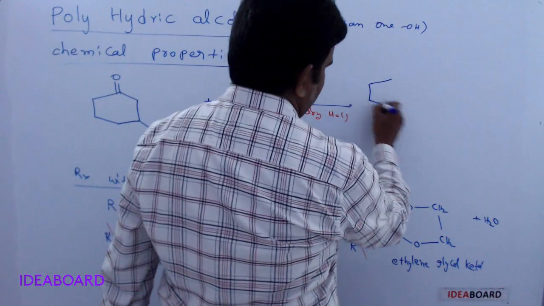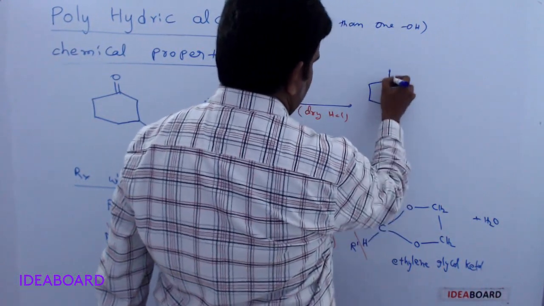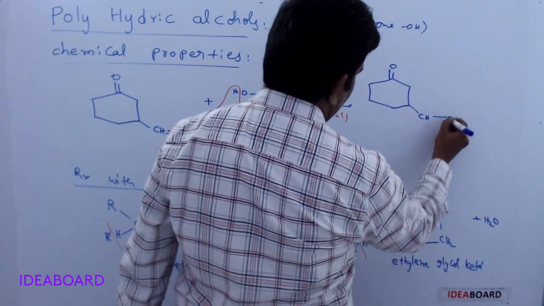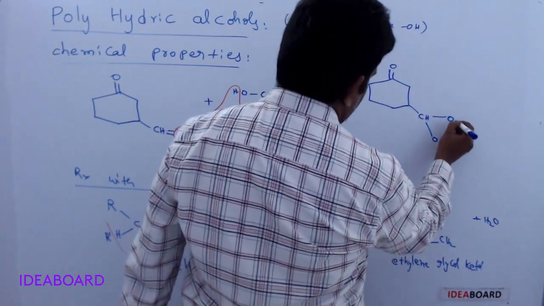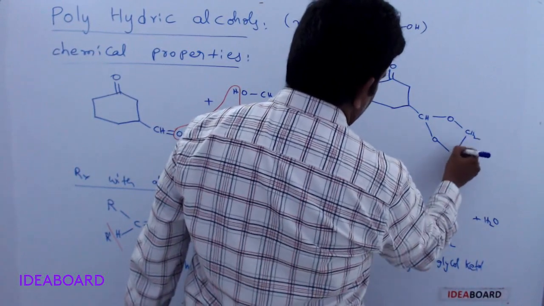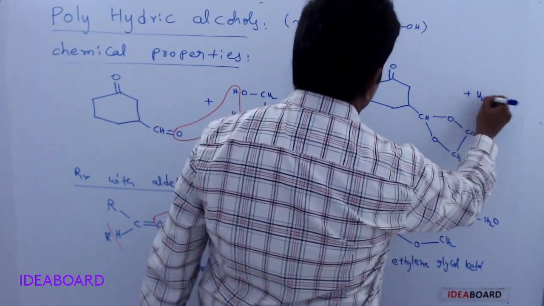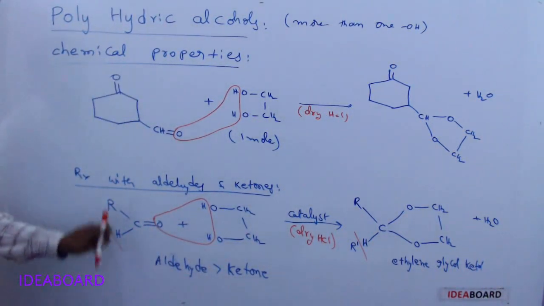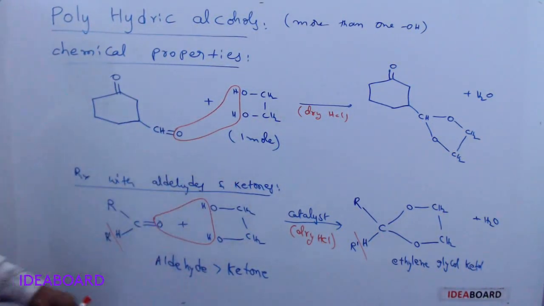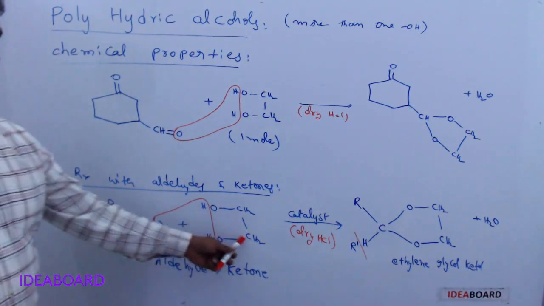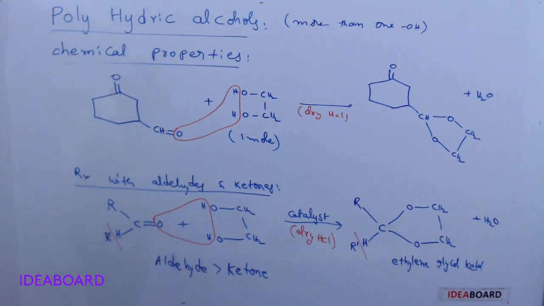So what is the product formed here? The double bond is present here, and this is CH and O, and here it is CH2 and this is CH2 and this is the bond, plus H2O. Okay, this is the product. Please remember, when an aldehyde or ketone is present, the aldehyde is more reactive than the ketone with glycols.